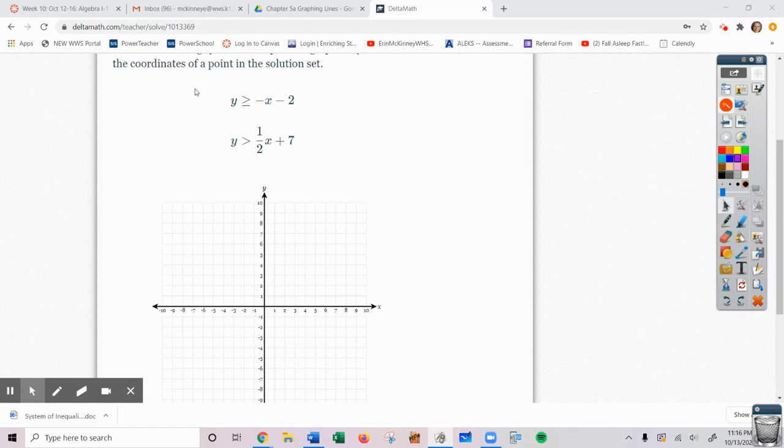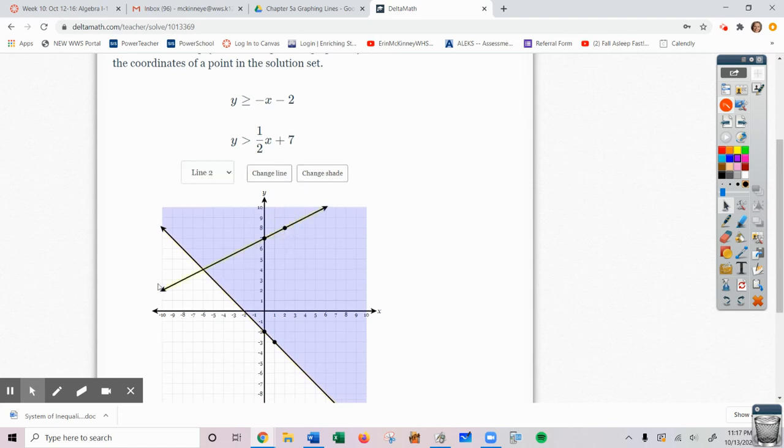So if we start with this first one, this says to start at negative 2 and then a slope of down 1, right 1. Okay, so now once you have this line, it's going to allow you to choose whether you want it dashed or solid and whether you want it to shade above or shade below. So this one I want solid and above. Then you're still going to be able to make points for your second line. So now I'm going to start at positive 7. Up 1, right 2, and now my second one appears. This one I want to be dashed, and this one I want to shade above. Okay, so now I can see my overlapping area is up here.